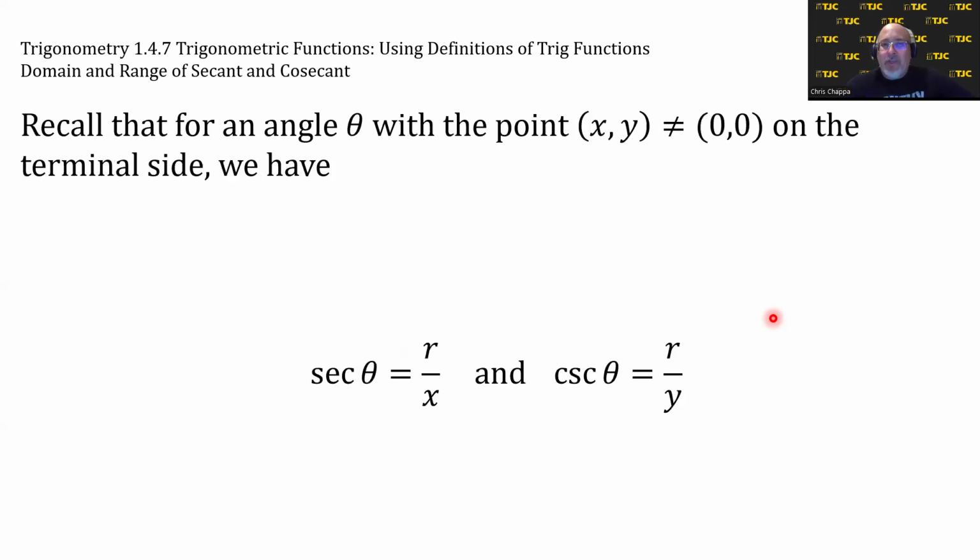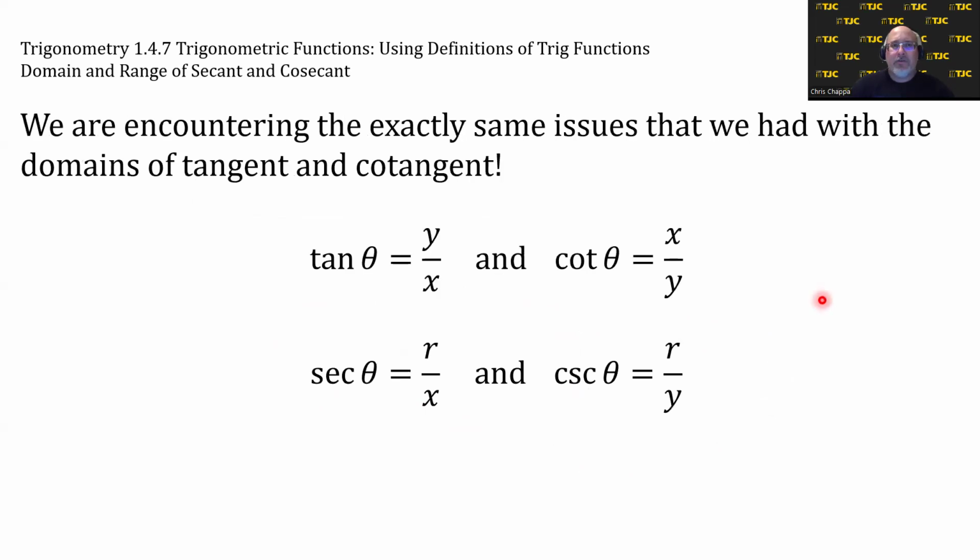Recall that for an angle theta, with the point (x, y) not equal to the origin on the terminal side, we have secant of theta equals r over x and cosecant of theta equals r over y. Wait. We are encountering the exact same issues that we had with the domains of tangent and cotangent. Now, what do I mean by that?